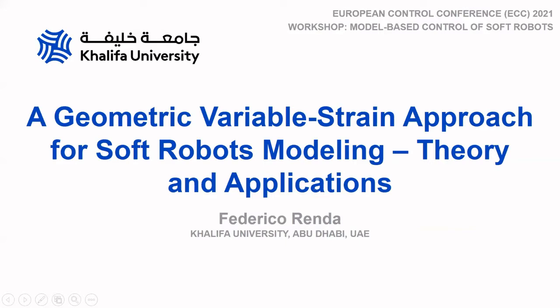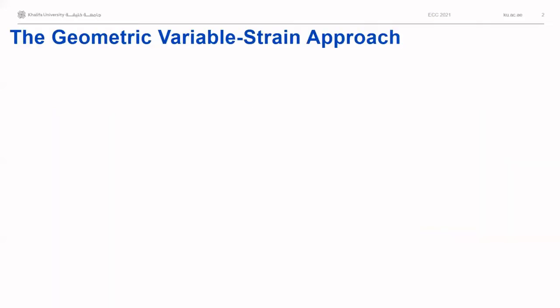So first of all, let me thank all the organizers for inviting me. I'm very happy to be here in this fantastic workshop, especially to talk after Professor Stefano and his very interesting talk. In my talk, I will describe this geometric variable strain approach for soft robot modeling. I will show the theory and also some application of this approach.